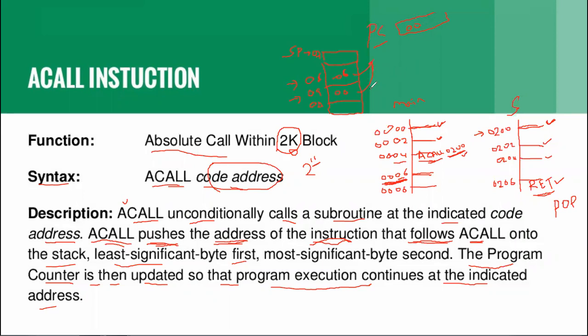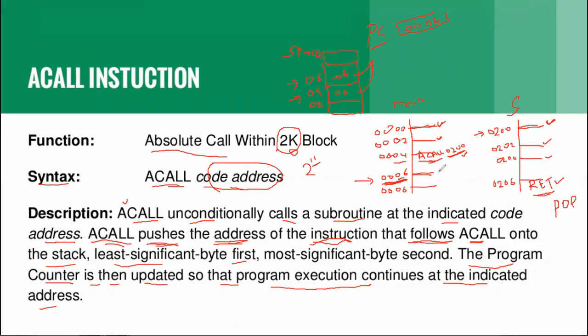First it will be loaded with 0, 0, and then it will be loaded with 0, 6. Okay. Now what is the new value of PC? 0006. So where will the ALU go? It will go to 0006.